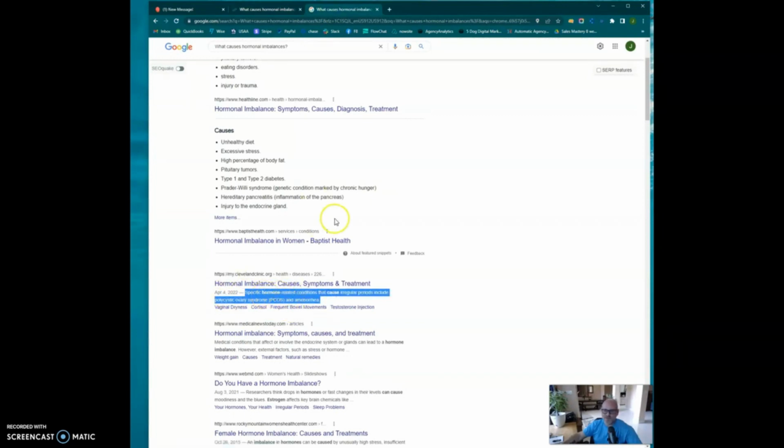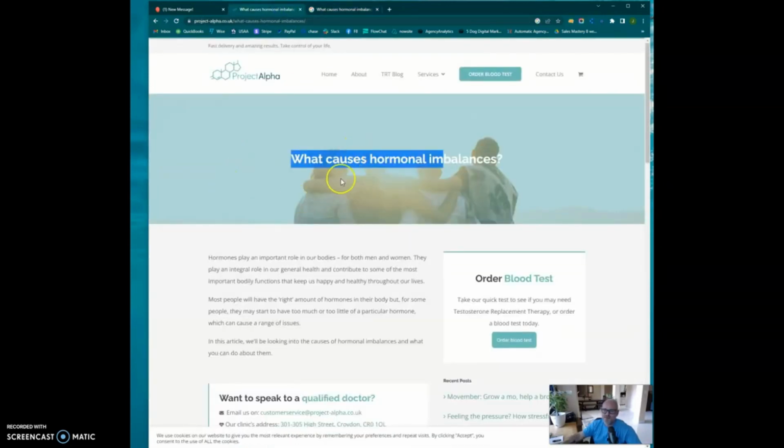You could also squeeze certain search terms into the URL for that blog. Like when you post this, it'll be like Johnny's TRT clinic / what causes hormone imbalances. So you're squeezing it in there also. Another spot is the alt text.